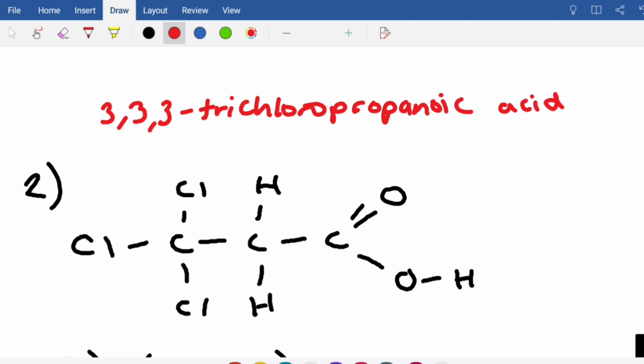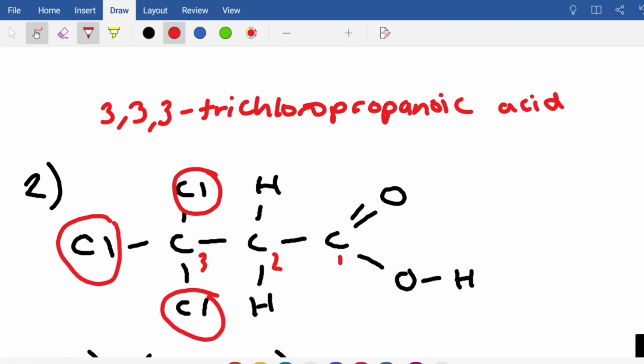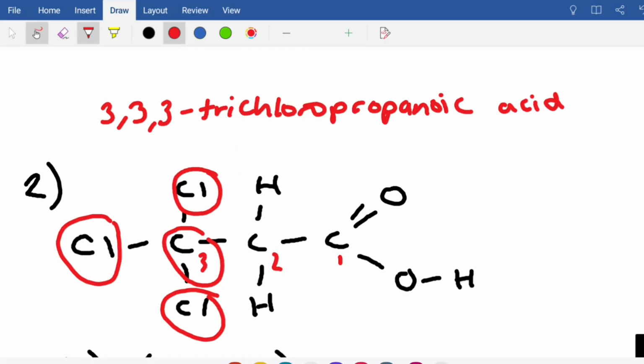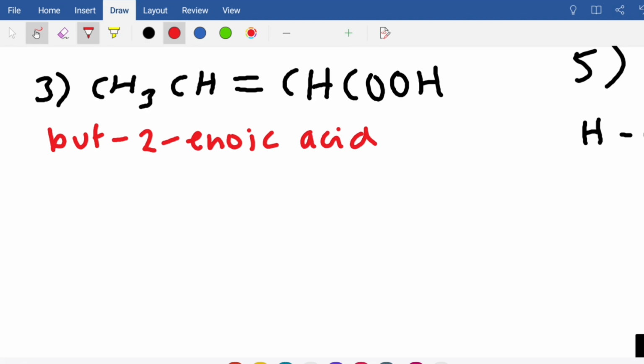Now, if you did not get this, I'm going to show you how you're going to get it. So obviously the priority group is the carboxylic acid group. So that's 1, right? Then we name the longest carbon chain, 1, 2, 3, just like the last one, okay? But this time we have 1 chlorine on this carbon, 1 chlorine on this carbon, and 1 chlorine on this carbon. And what do these chlorines have in common? They're all on carbon number 3. So therefore, there's 3 chlorines. So 1, 2, 3. So 3, 3, 3. Dash, because you can't have numbers and letters together. Dash trichloropropanoic acid.